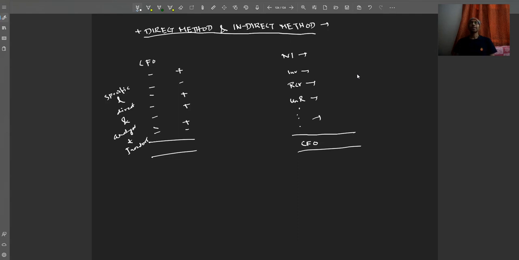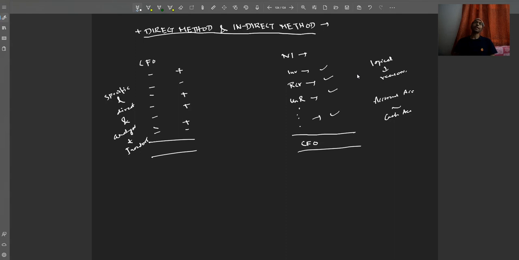Here, the argument is it is more logical. It explains all the reasons why the net income has changed with respect to cash flow from operations, why there has been a difference between CFO and net income, and what adjustments have been made to arrive at that. These adjustments are basically accrual accounting and cash accounting timing differences, right? So these differences are explained better in the indirect method.